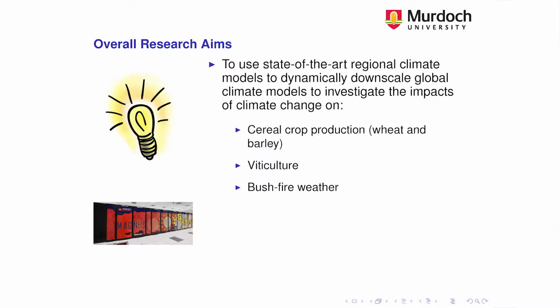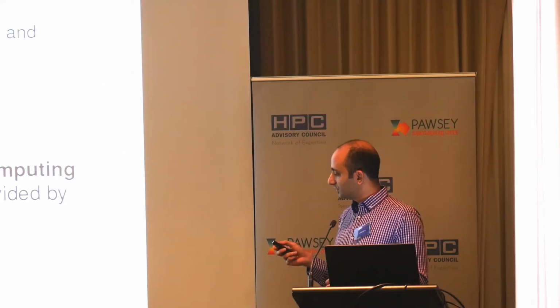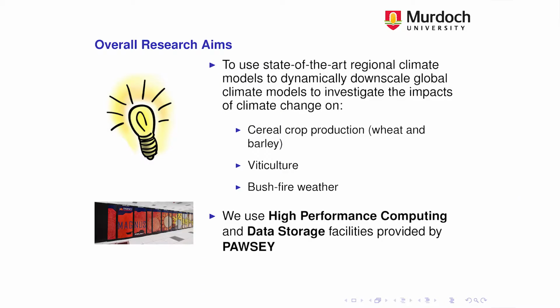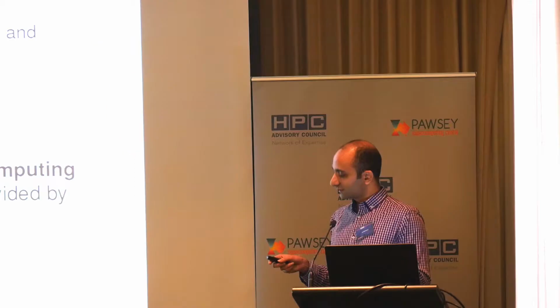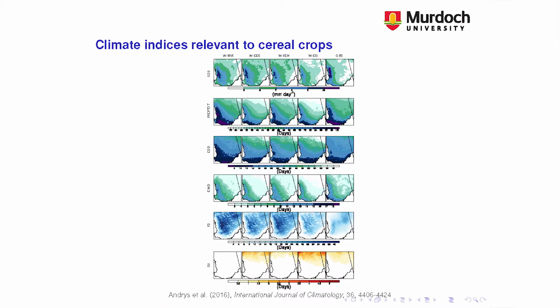Okay, so what do we do at Murdoch? Well, we use some of the best regional climate models we can find to dynamically downscale some global climate models, and we try to answer some questions as to what's going to happen to cereal crop production, viticulture, and bushfire weather in this region. To do that, we use the HPC resources from POSI and also the data storage facilities. So I'm just going to show you a few results.